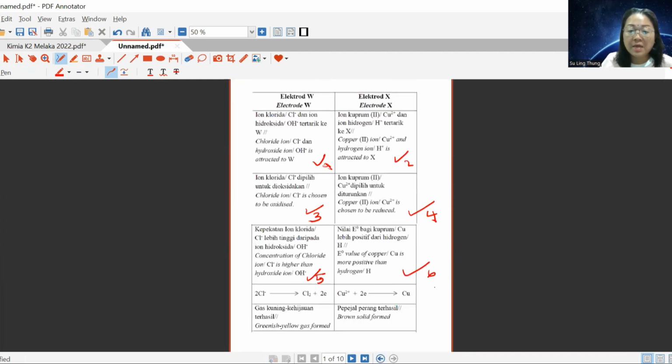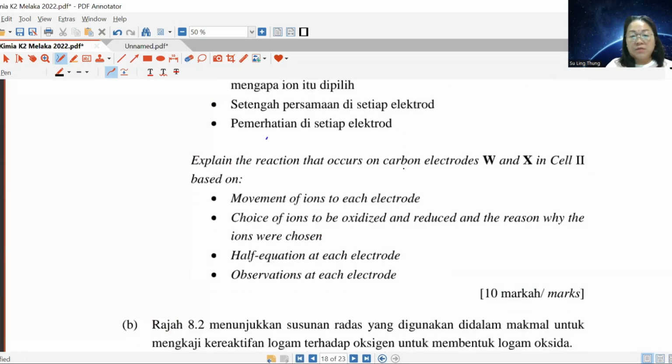Okay, and then this is the half equation. For the half equation, you can get it from the E naught value series given. And of course, chlorine is a greenish yellow gas, whereas copper is a brown solid. Okay, so that's how you get your full score of 10 marks from this particular question.